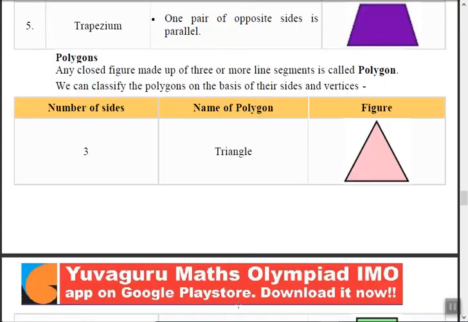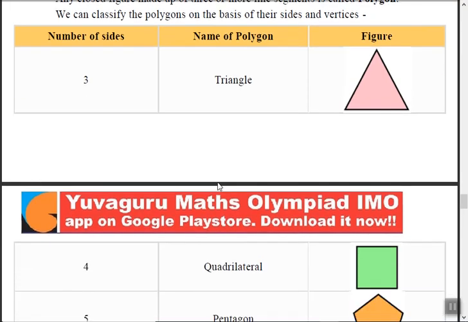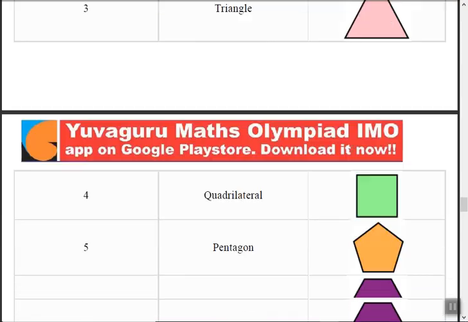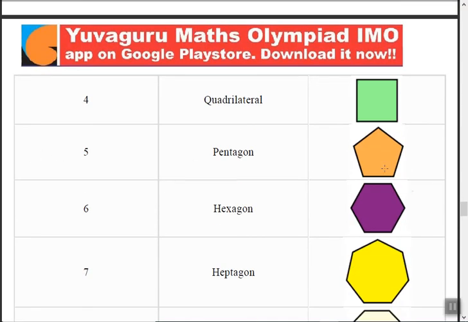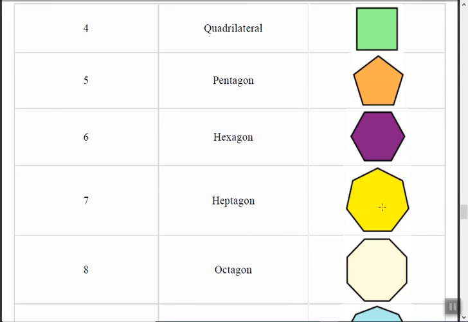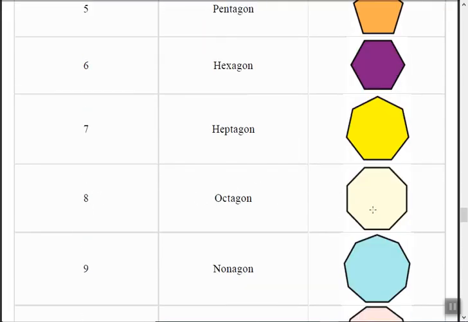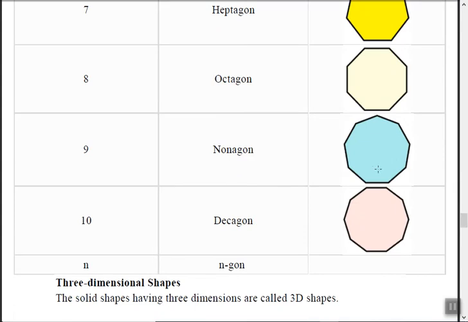Now polygons. Any figure made up of 3 or more line segments is called a polygon. 3 or more means it includes triangle and all above it. Number of sides 3, it is called triangle. 4, quadrilateral. 5, pentagon. 6, hexagon. 7, heptagon. 8, octagon. 9, nonagon, or somebody calls it nanogon also.